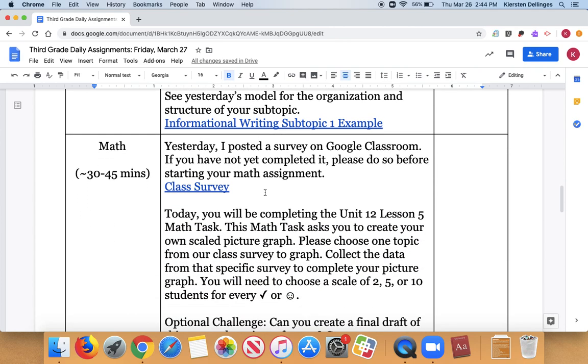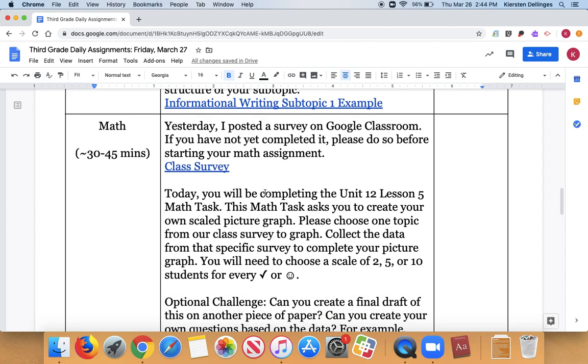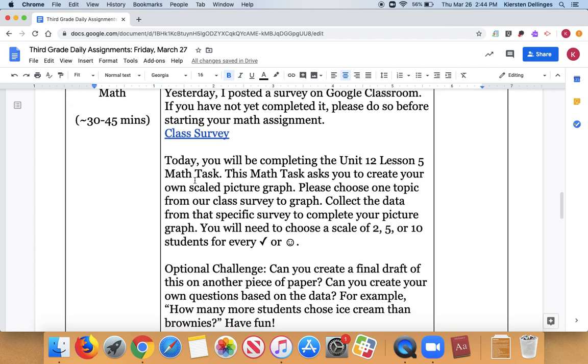Math. Yesterday I posted a survey onto Google Classroom. If you have not completed it yet, I have that link right here, so go on ahead and complete it. Today you are doing Unit 12, Lesson 5, and it's a math task. And this math task wants you to create your own scaled picture graph, okay? So you are going to be using those topics that I created for you. You are going to be choosing one of them to make a graph, just one.